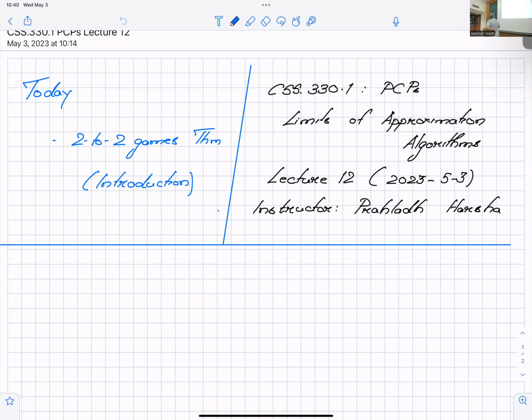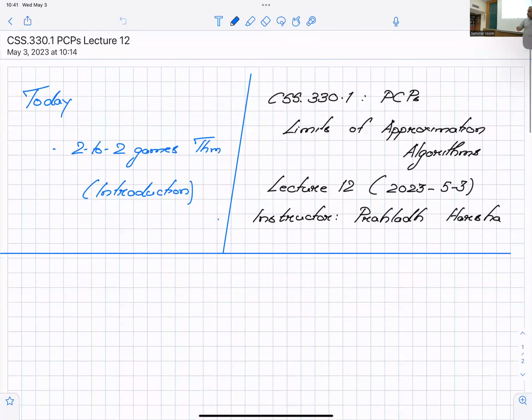Okay. Welcome to lecture 12 of the PCP course. We're going to be entering the last module of this course, where we will see some of the most recent happenings in the area of PCPs. In particular, we will see an overview of what's called today the 2-to-2 games theorem, which was part of a fantastic collaborative effort that went on in the last 4-5 years towards trying to prove the unique games conjecture.